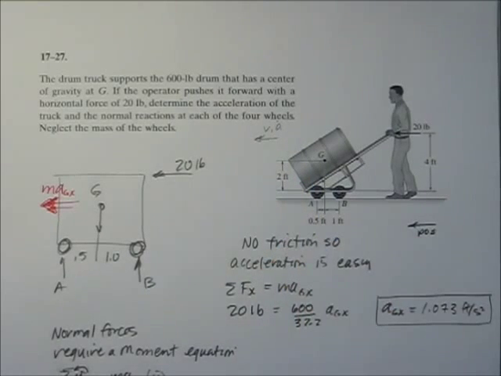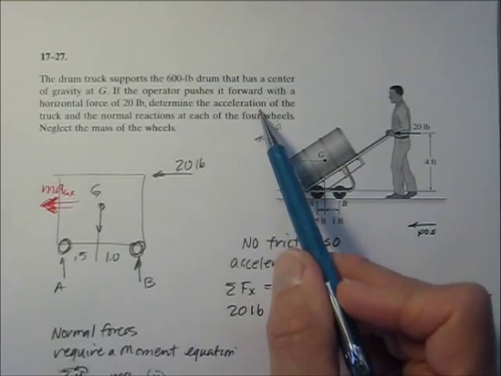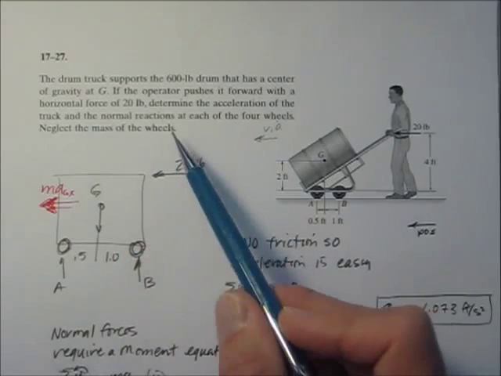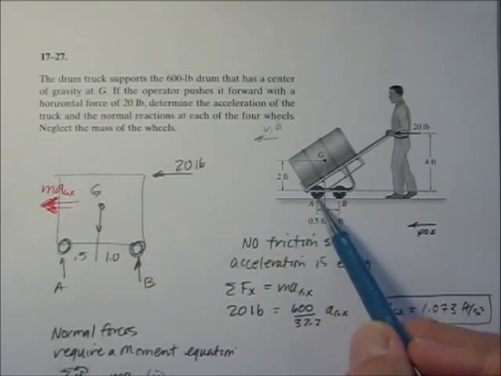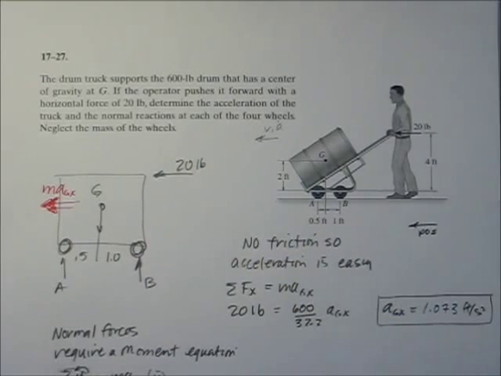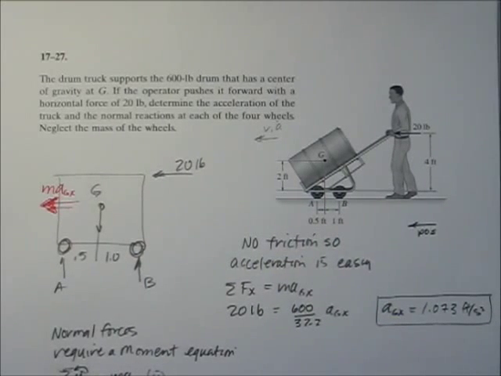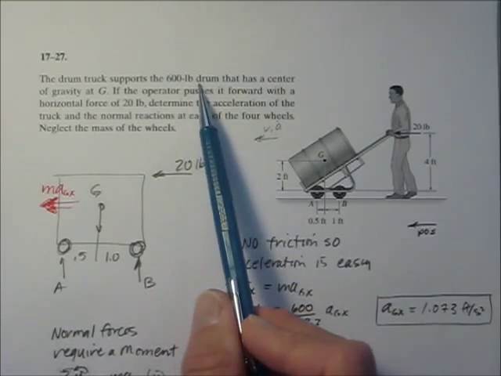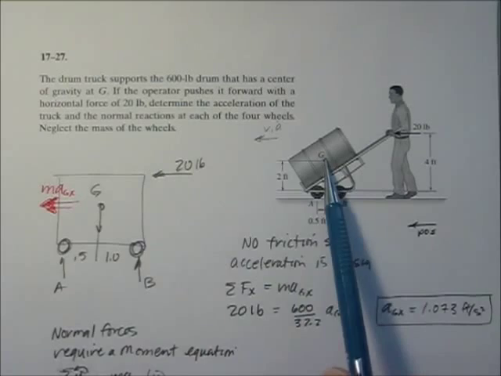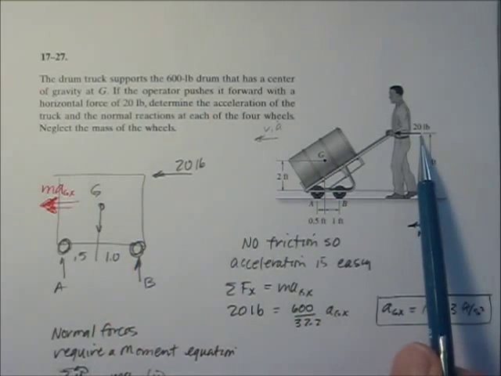And so what we're looking for here is, it says, determine the acceleration of the truck and the normal reactions of each of the four wheels. All right, so there are four wheels, two at A and two at B. We want to find out the max or the acceleration. All right, so here let's give the specifics. It weighs 600 pounds, has a center of gravity at G. It's being pushed forward with a horizontal force.